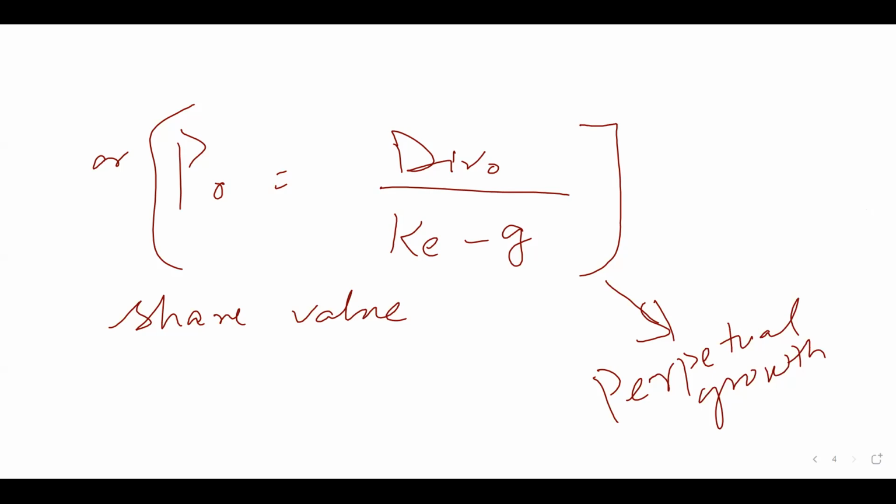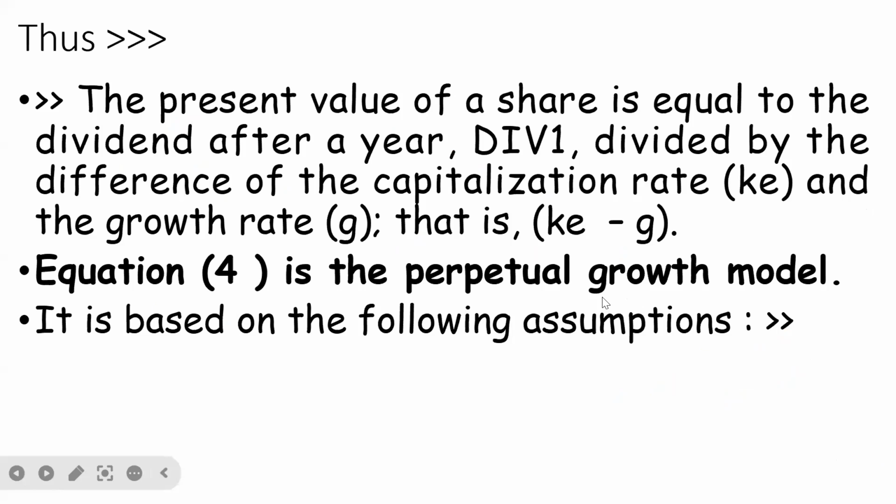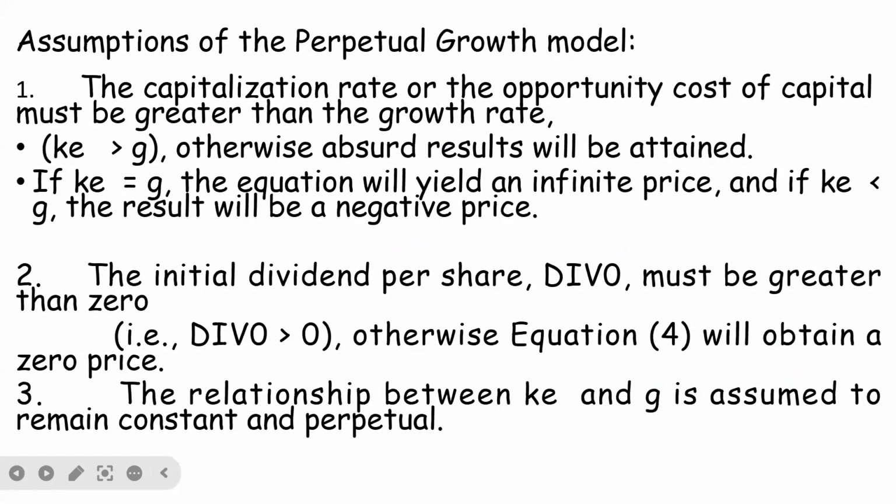I'll go to the PPT again. Can you see the PPT? Now you can understand the meaning of this. The present value of the dividend is divided by K, the opportunity cost or the market rate of interest, minus G. This is how you see your dividend growing. These are some of the assumptions of the perpetual growth model of your dividend.